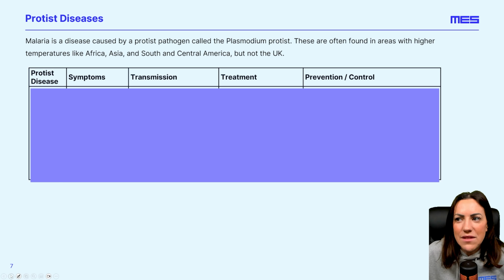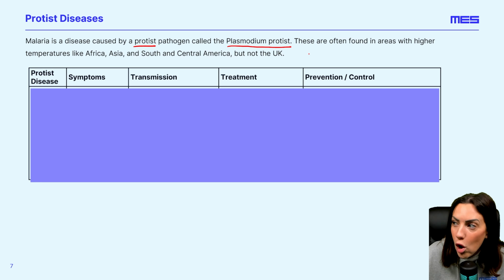The final group of diseases, these are our protist diseases. There is only one that you need to know about. Malaria is a disease caused by a protist. It's called the Plasmodium protist. Now, these protists are often found in areas with higher temperatures. They are not found in the UK, but in places like Africa, Asia, South and Central America, where it is warmer, there is high incidence of malaria.